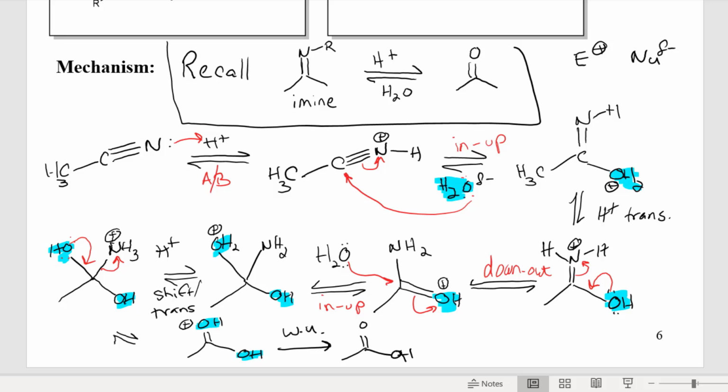So very similar. I'd like you to sit down with some pen and paper. If you can really do the imine mechanism back to the carbonyl, you should be able to take a nitrile and convert it to the carboxylic acid.